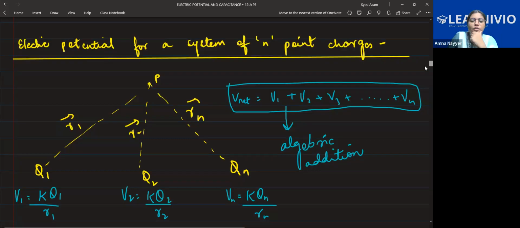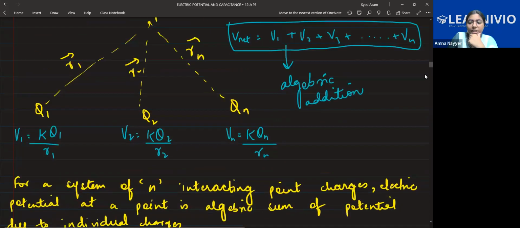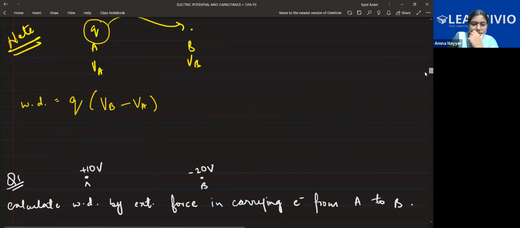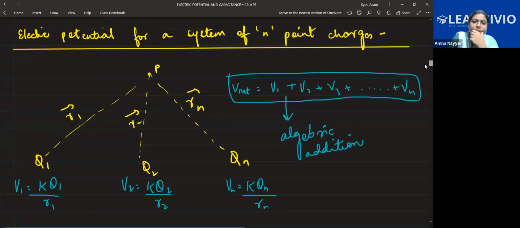Okay, so for a system of n interacting point charges, electric potential at a point is the algebraic sum of the potentials due to the individual charges. This is the statement, sorry. Okay, and what else? This I'll explain to you later. First, write down this part. So this is basically the superposition principle in potential.